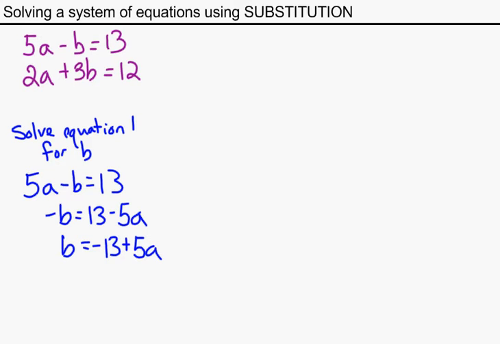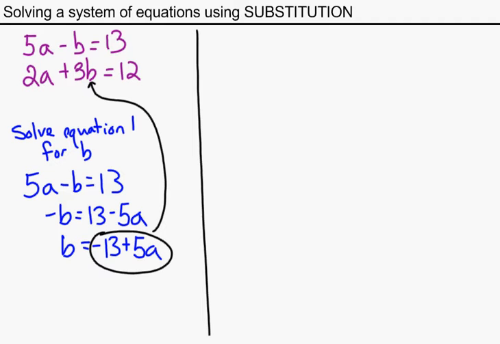I've solved equation 1 for b, which allows me now to take that value and substitute it into my second equation. Notice how I'm using the second equation and not substituting it back into the first equation. If I substitute it into the first, I will always get infinite solutions and wonder why every system has infinite solutions. So when I plug it into the second equation, 2a stays the same.